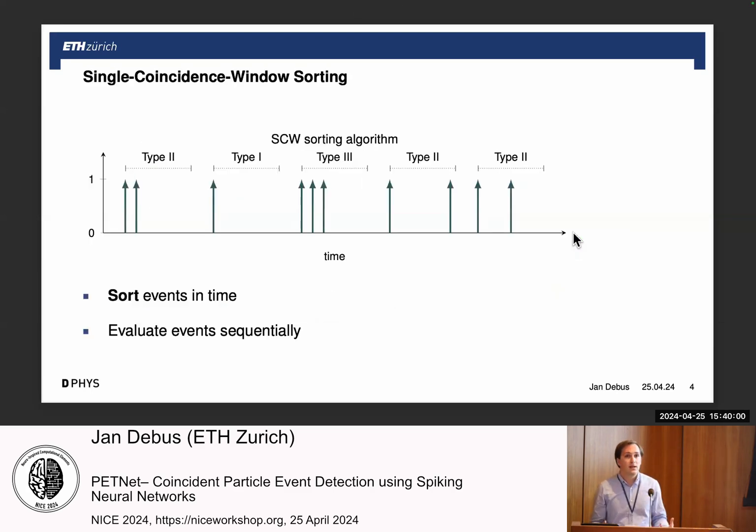Regularly in PET, there's a classical analytical algorithm, known as the single coincidence window sorting algorithm, which is very commonly used in a lot of PET. It's based on taking these individual events, each of these arrows is essentially an incoming photon, sorting them in time, and then evaluating them sequentially. We have a fixed timing window that we apply, and then we say, okay, we have here a photon. Is there within our timing window another photon that arrived within that time? If yes, this is a type 2 event, this is a coincidence, this is what we want. If not, then it's a type 1 event, we can't use this, that's not a coincidence.